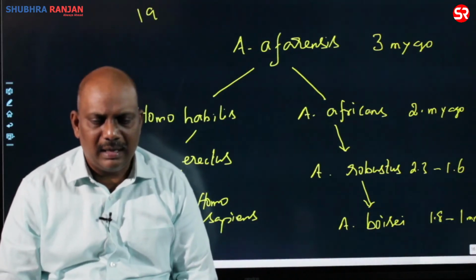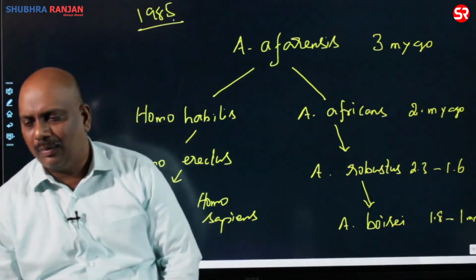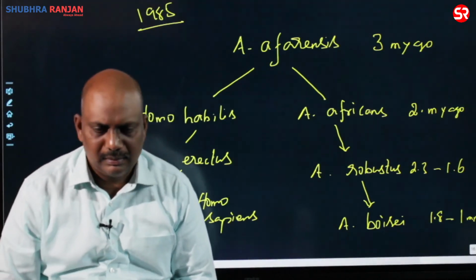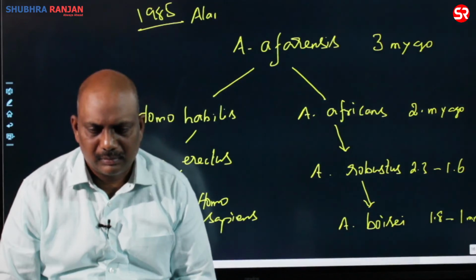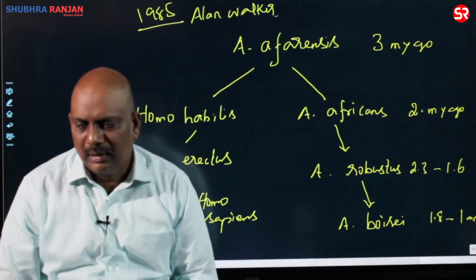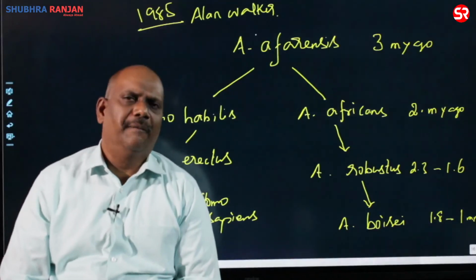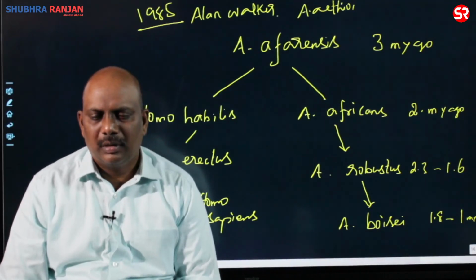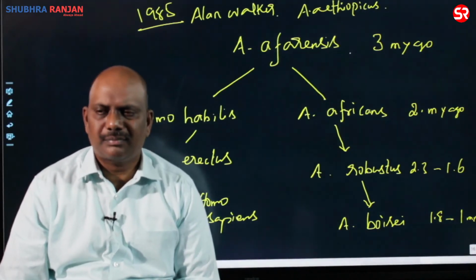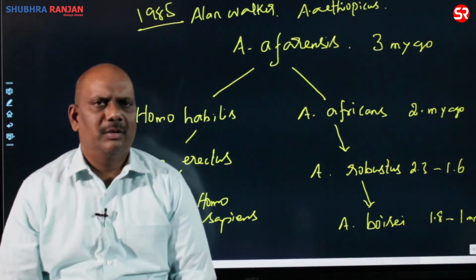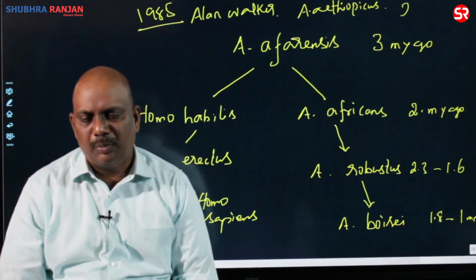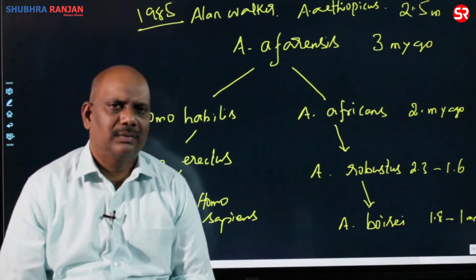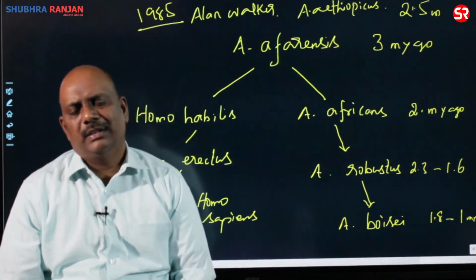In the year 1985, Alan Walker discovered one fossil from the northern part of Kenya. He named it Australopithecus aethiopicus. This was again a robust form of Australopithecus, and this fossil is 2.5 million years old. So where can we keep this fossil?